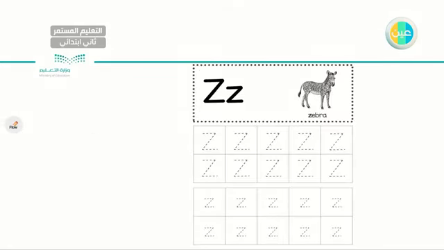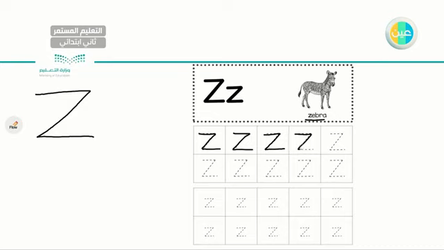I have letter Z or letter Z. As you can see, I have a word that starts with Z, that is zebra. Zebra. Here I will have capital Z. Now let's write them between the lines, or smaller here. Z, zebra.